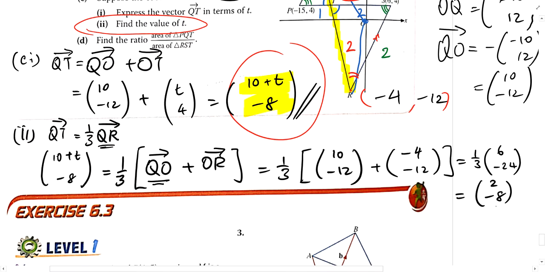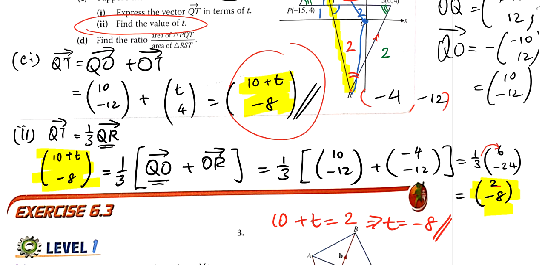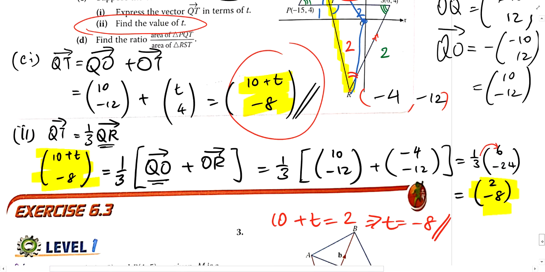And this is supposed to be equal to this. These two are supposed to be the same, right? They are both QT. So what does this tell you about the value of T? How must T be? T must be negative what? 8. You can tell just by looking at the equation. Or if you want to work it out, it will be 10 plus T equals 2, T equals negative 8. 1/3 times 6 to get 2, 1/3 times negative 24 to get negative 8. So this is the answer for T, negative 8.